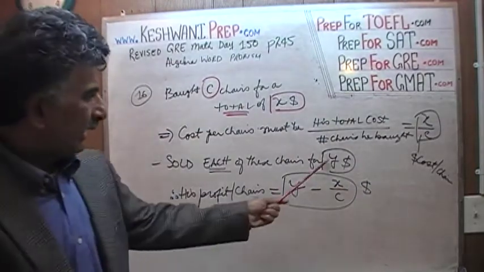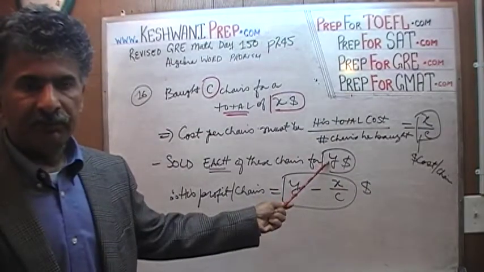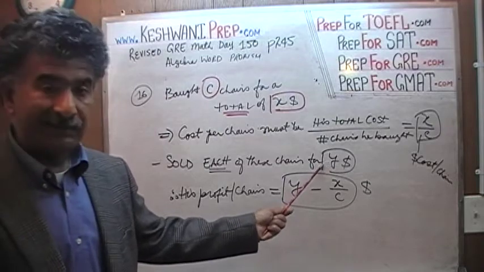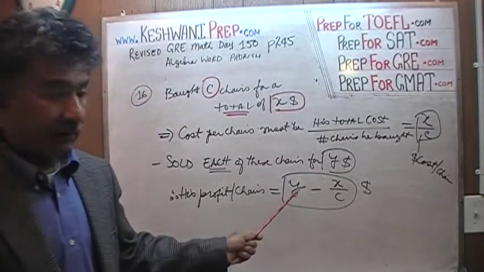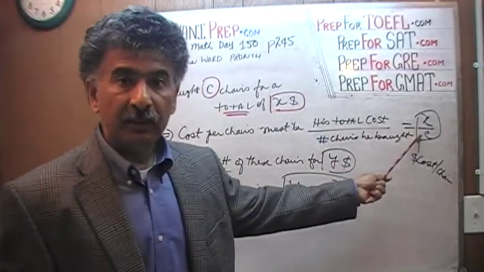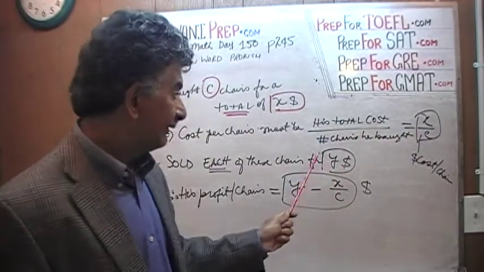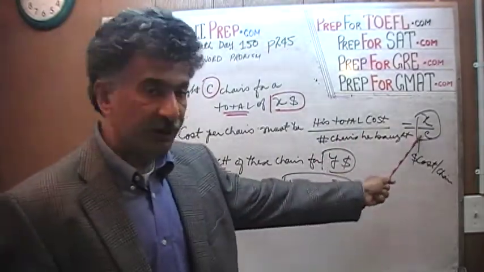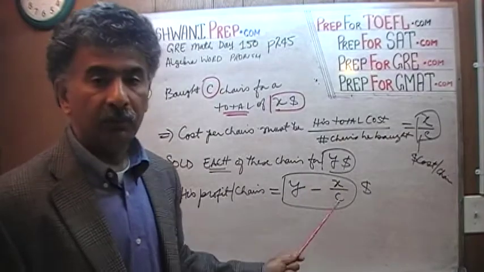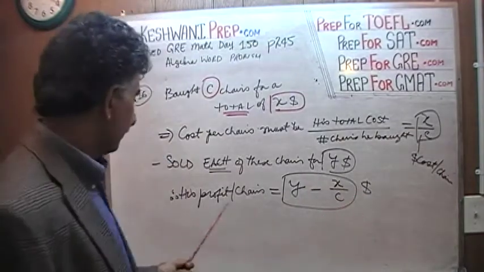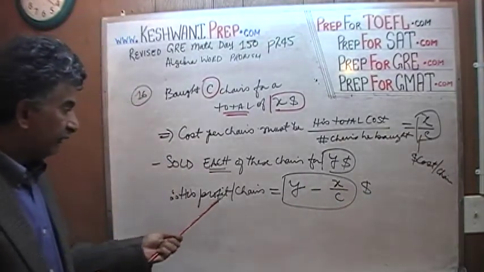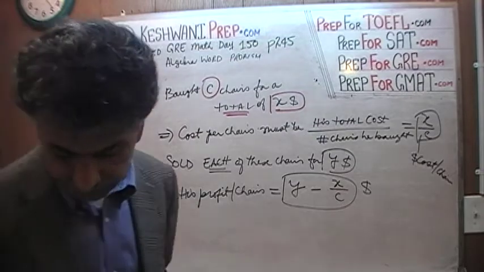One more time. Y is what he's getting per chair, and X over C is the amount that he paid per chair. So what he's getting for the chair and what he paid for the chairs, the difference between the two amounts represents his profit per chair. It's not his total profit, this is his profit per chair. That's it, that's the answer.